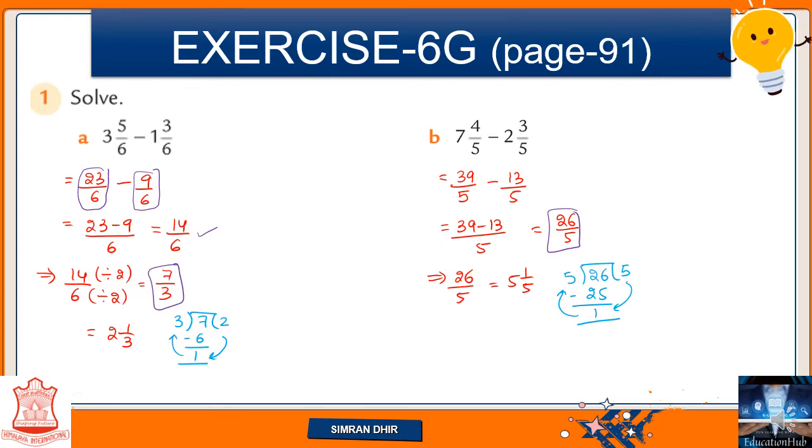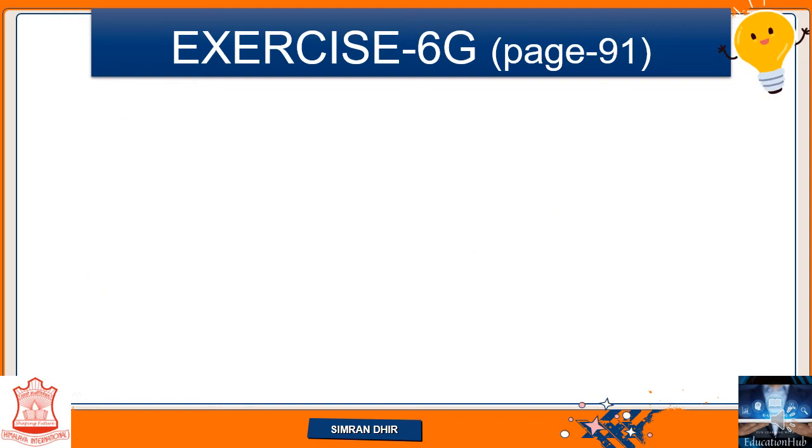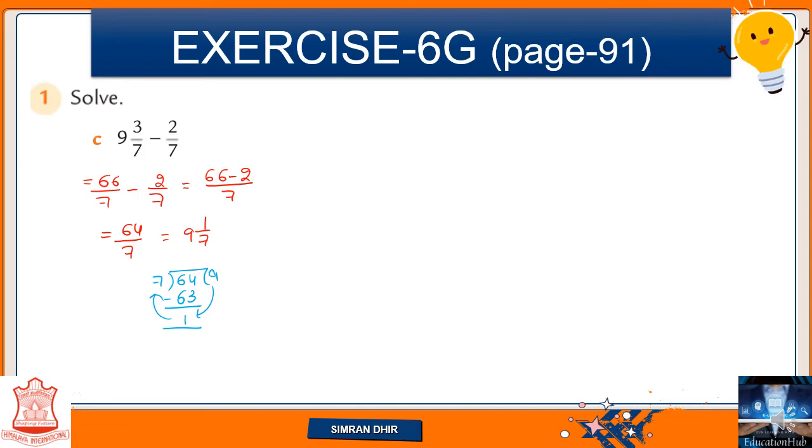Let's see few more questions. Let's see C part. C part again we have 9 3 by 7 minus 2 by 7, right? First we are going to convert it into improper fraction, that is 66 by 7 minus 2 by 7, that will be 64 by 7. Now we can again see 64 by 7 is in the lowest form but ये improper fraction है, so we will convert it into mixed fraction, that is 9 1 by 7.